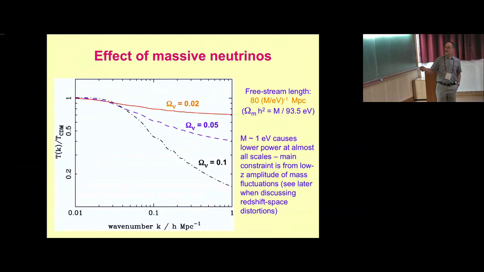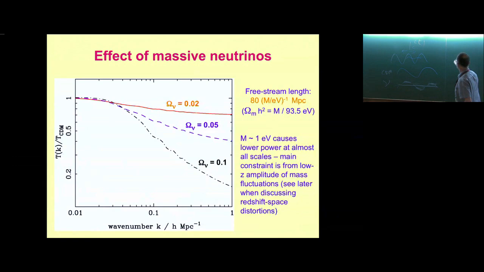Is by the overall amplitude of the fluctuations.